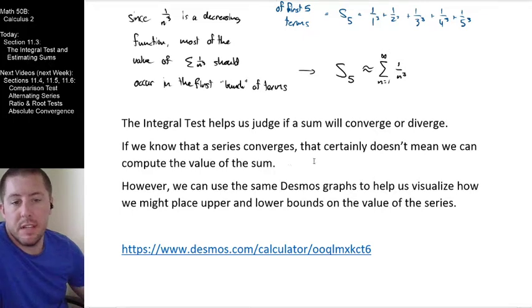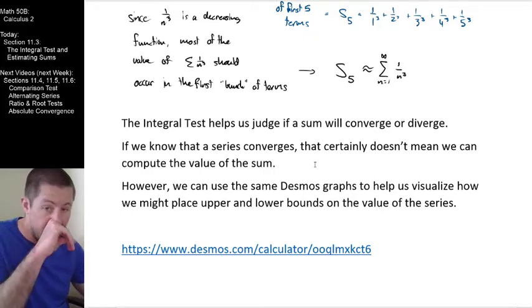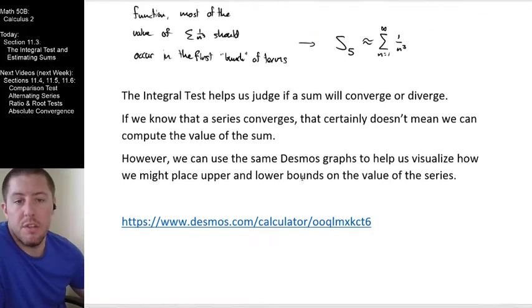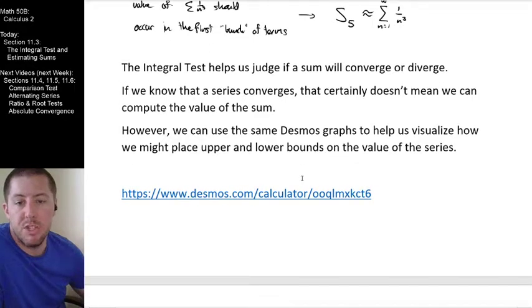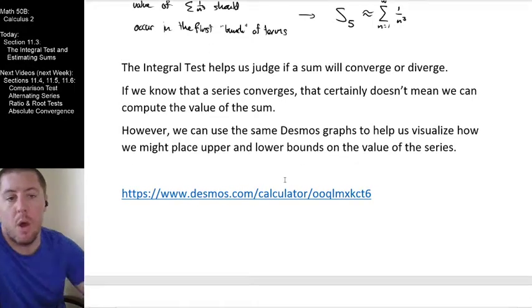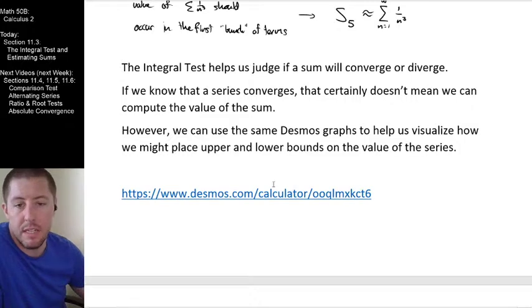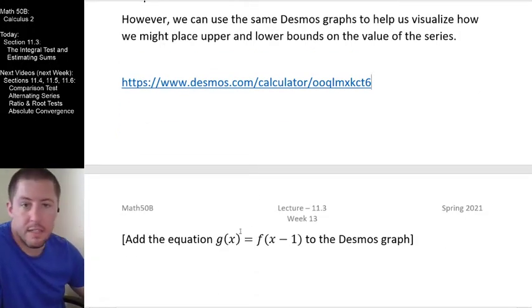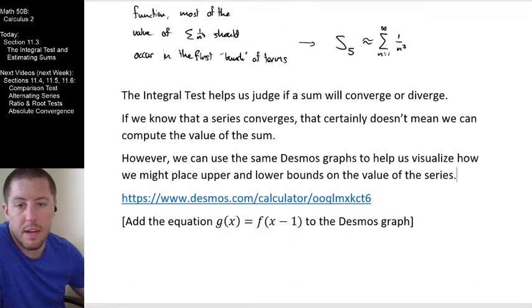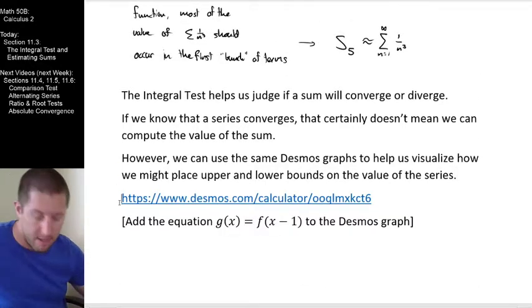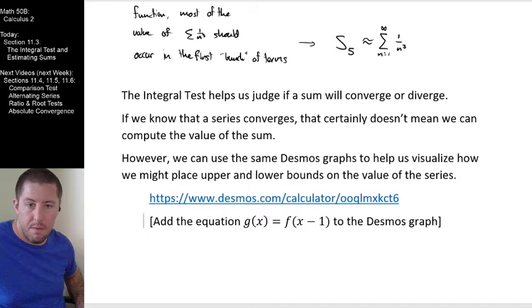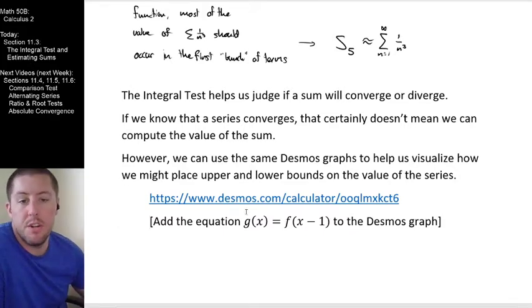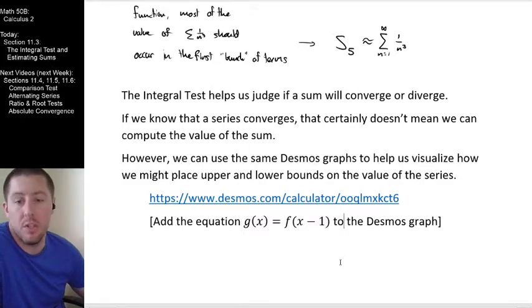If we know that a series converges, that certainly doesn't mean we can compute the value of the sum. However, we can use the same Desmos graphs to help us visualize how we might place upper and lower bounds on the value of the series. And here's the thing that I want to do. I want to include a shifted version of our graph also in the Desmos graph.